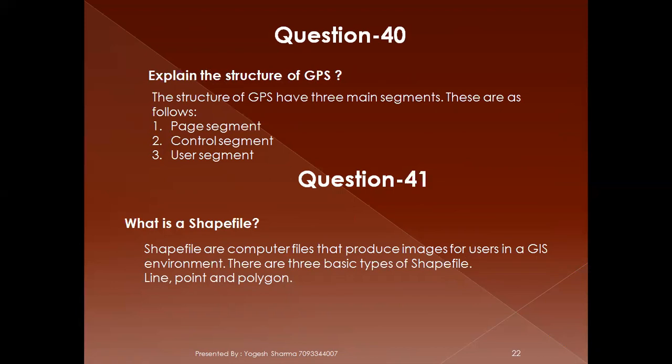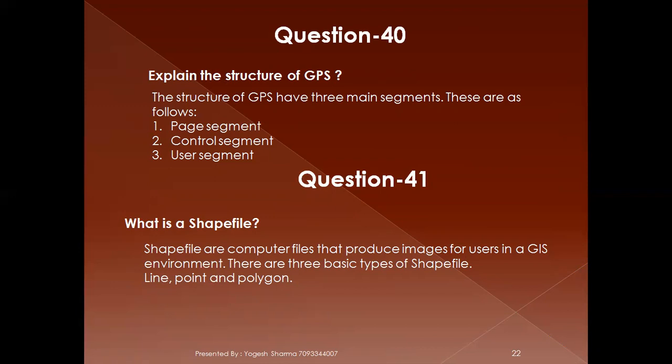Explain the structure of the GPS. There are three main segments of the GPS: space segment, control segment, and user segment. For the GPS detail, I will prepare a different video. It's a separate video. In that video, I will try to explain what GPS is, how GPS works, what the characteristics of GPS are, everything.